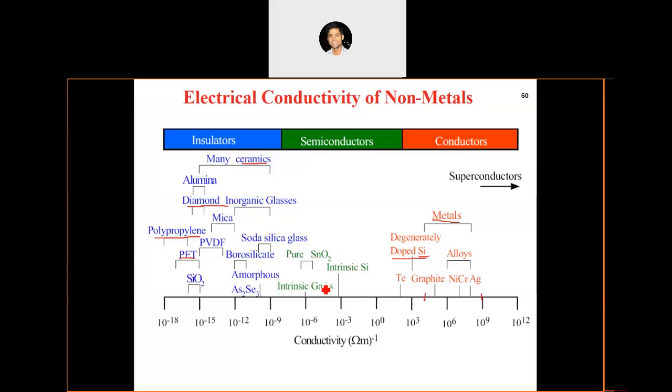But intrinsic semiconductors, which means pure ceramics as well as pure semiconductors, have very low electrical conductivity. Only when we dope them with certain elements can we have higher electrical conductivity in semiconductors. Semiconductor is a special class of material. We will discuss how that can happen.